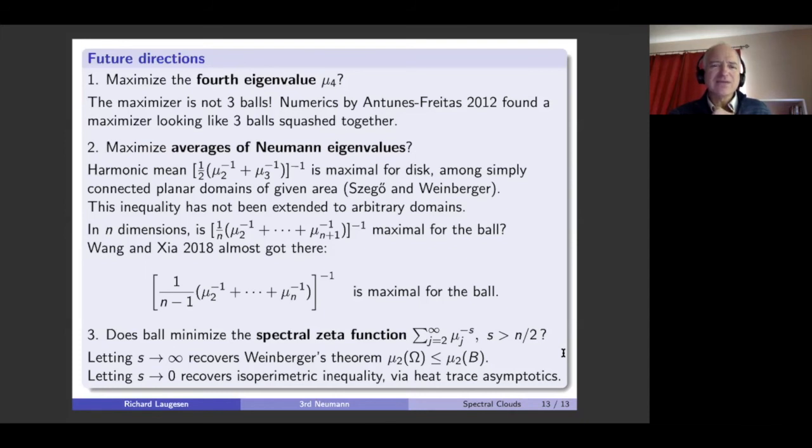If you let s tend to infinity, the exponent in the zeta function here, then the first non-zero eigenvalue, the mu2, is going to dominate. And so you'll get back to Weinberger's theorem. And in the other direction, you can use the heat trace asymptotics and see that it's equivalent to the isoperimetric inequality as s goes to 0. So we know both endpoints are true, and in between, I don't know. So it'd be interesting to see any sort of progress on that question or related variants, I think. And that's where I shall stop. Thank you.